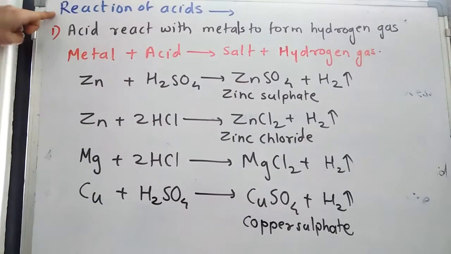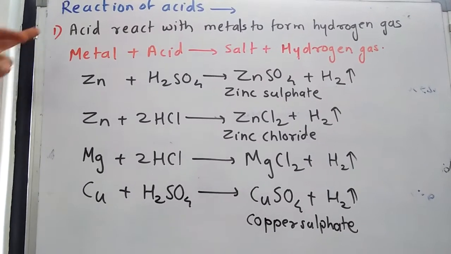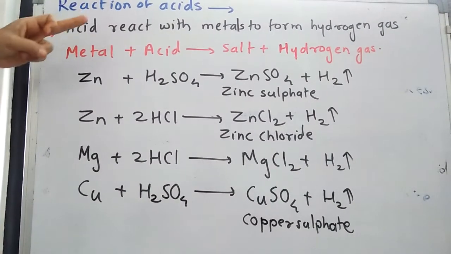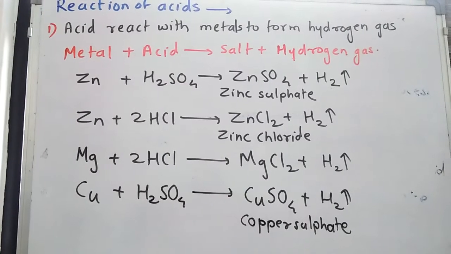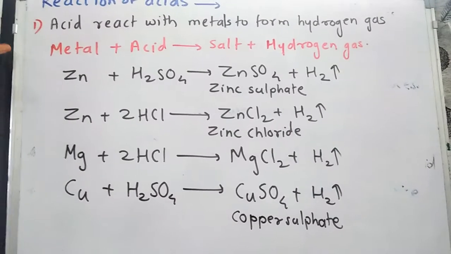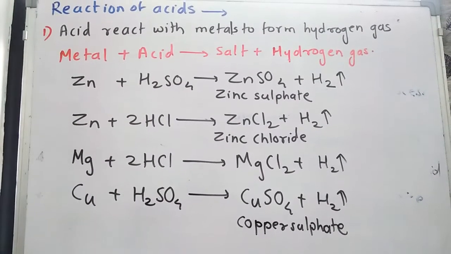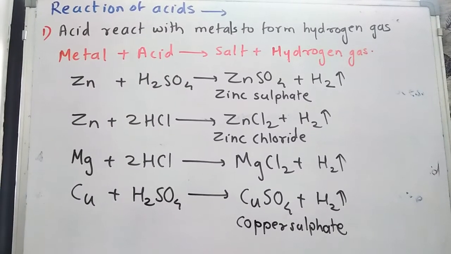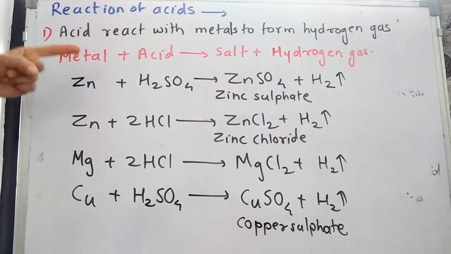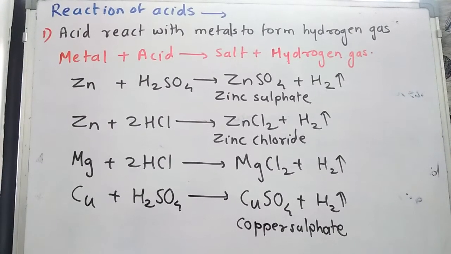Now we have to study reactions of acid. So we have different reactions of acid. First, acids react with metals to form hydrogen gas. This is a general statement. If you know the general statement, you can write any number of reactions. Metal plus acid gives salt plus hydrogen gas. When a metal reacts with an acid, both react with each other to form salt and hydrogen gas.